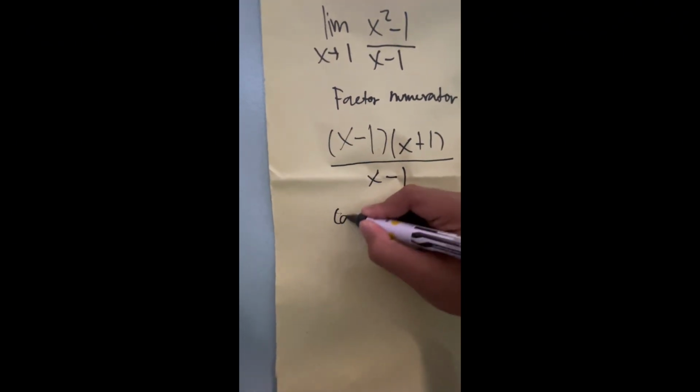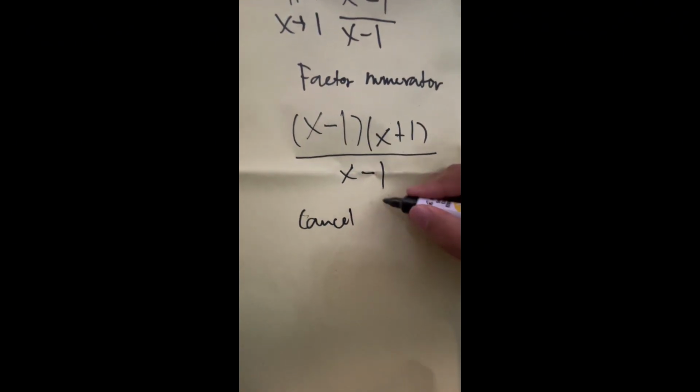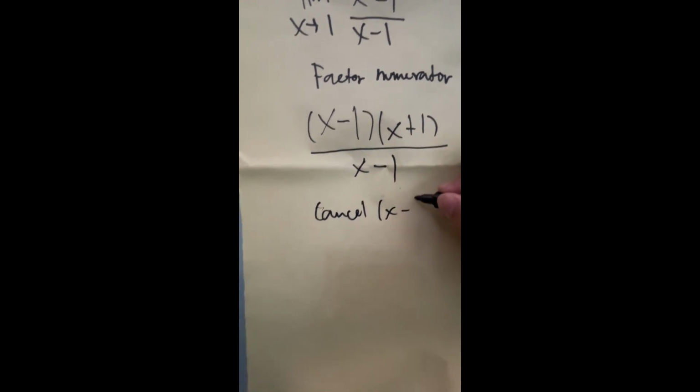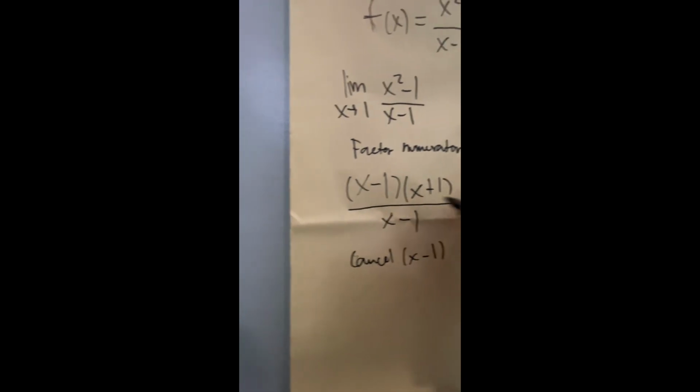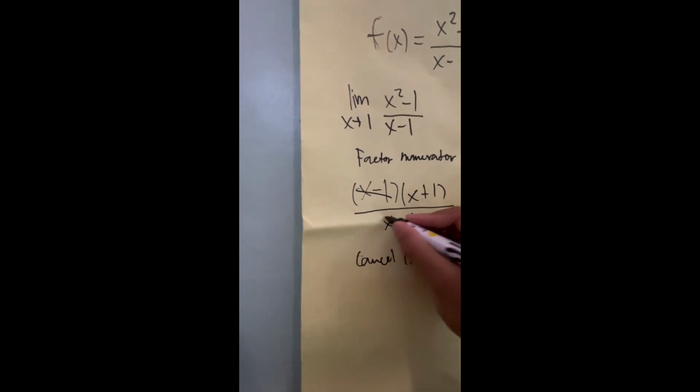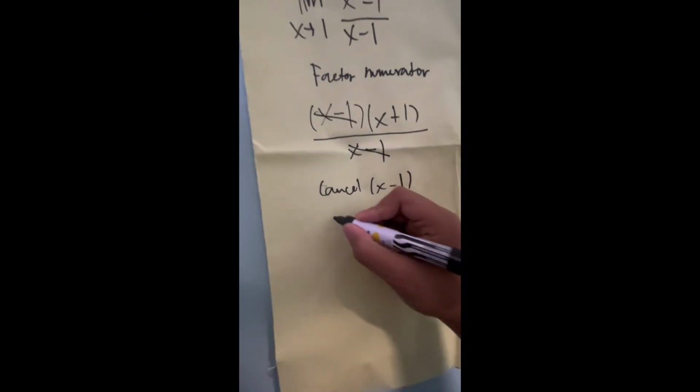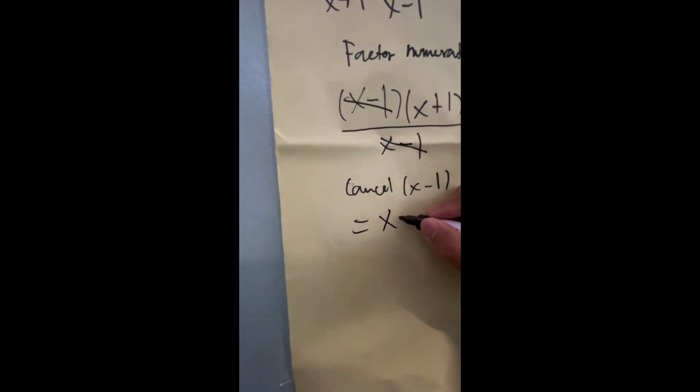So we can see that there's a common factor in the numerator. So we're going to cancel the x minus 1. So let's cancel the x minus 1. The remaining one is x plus 1.